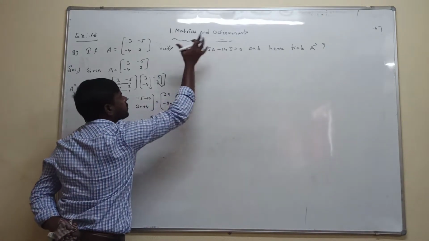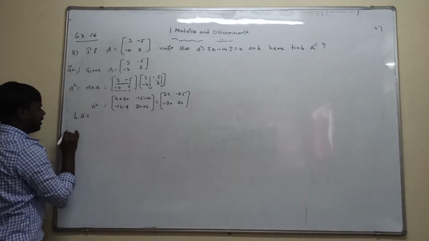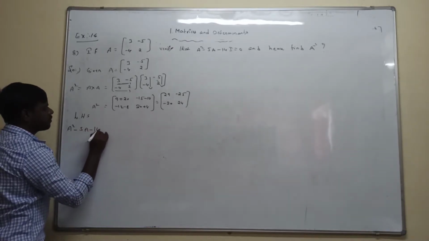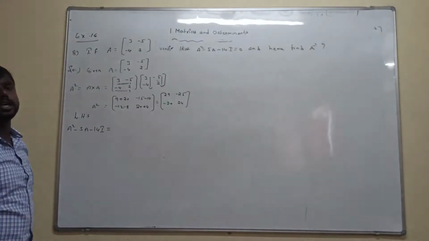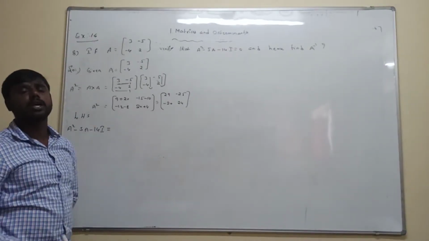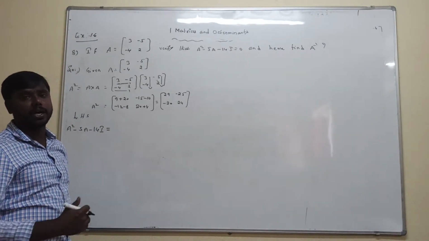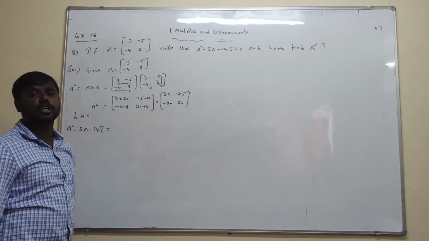Now we can take this as the LHS condition. The left hand side condition given is A square minus 5A minus 14I. I is nothing but what? Identity matrix or unit matrix. What is the definition of the unit matrix? A square matrix is said to be an identity matrix or unit matrix if the principal diagonal elements are equal to 1 and the rest of the elements are 0.